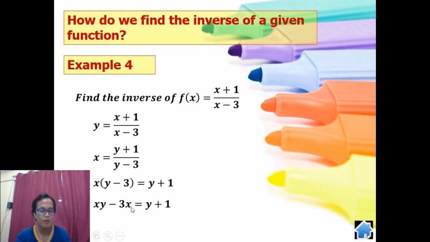The same gyapon, kinahanglan atong tapukon ang atong variable nga y ari sa left side o ang variable nga x ari sa right side, then ang constant nimo ari gyapon sa right side. So aron mabalhin ni ang y dira, atong magamit ta og subtraction property. Kini sad aron mabalhin ni ang 3x diri, atong gamitan og addition property.